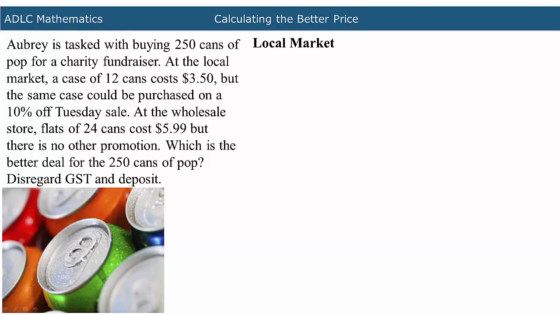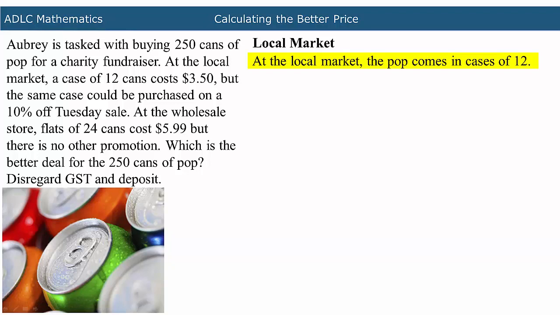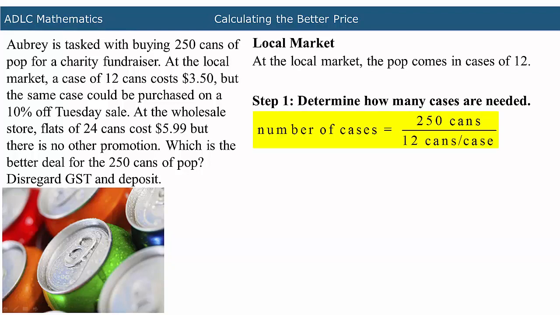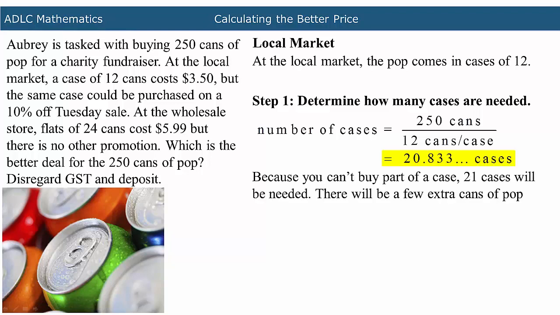The cost of the cans at the local market will be calculated first. At the local market, the pop comes in cases of 12. The first step is to determine how many cases are needed to have 250 cans. To calculate the number of cases needed, divide the number of cans, 250, by the number of cans per case, 12. The result is an answer of 20.833 cases. Because you can't buy part of a case, 21 cases will be needed. There will be a few extra cans of pop.